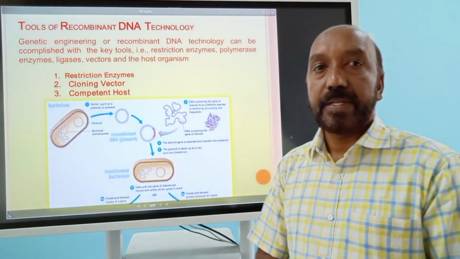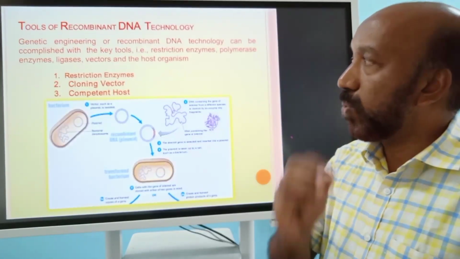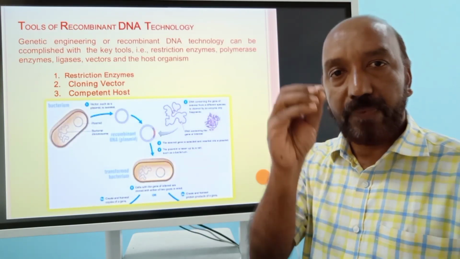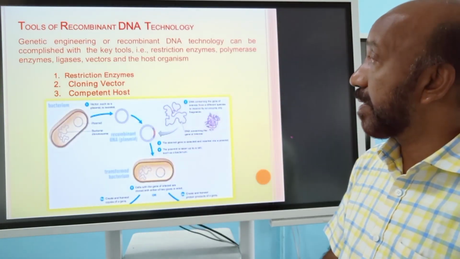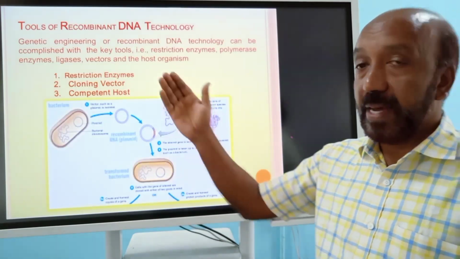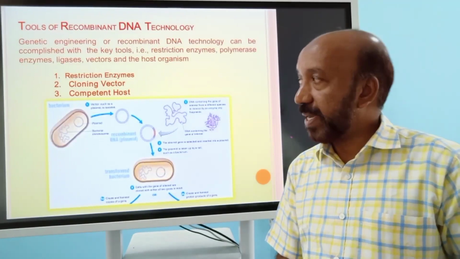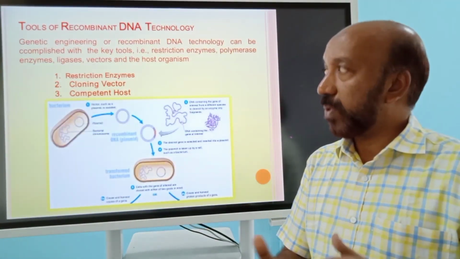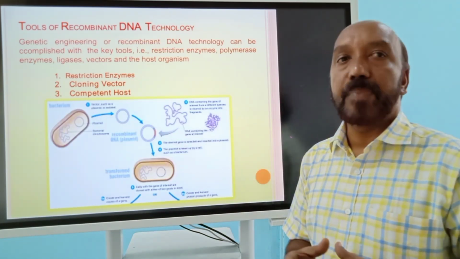We can see here the tools of recombinant DNA technology. What are the key tools essential for the creation of recombinant DNA? We can see here restriction enzymes, polymerase enzymes, ligases, vectors and the host organisms. Clearly speaking, the restriction enzyme is an important tool for the creation of rDNA. Another one is the cloning vector and a competent host.